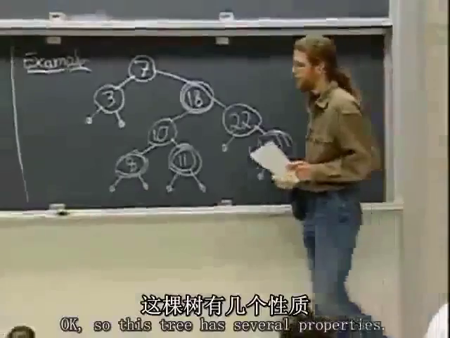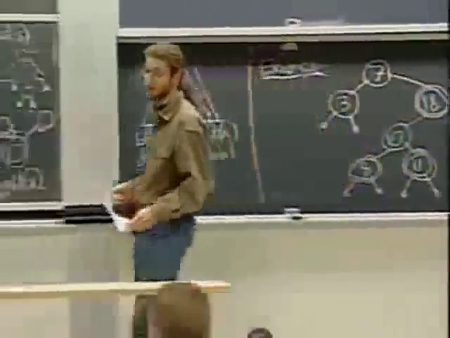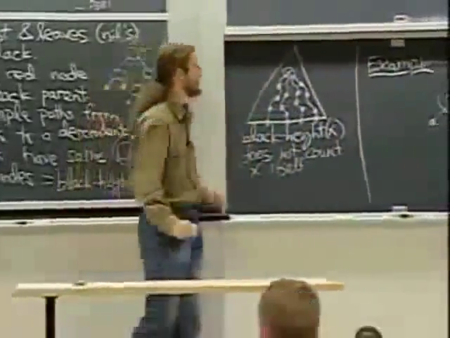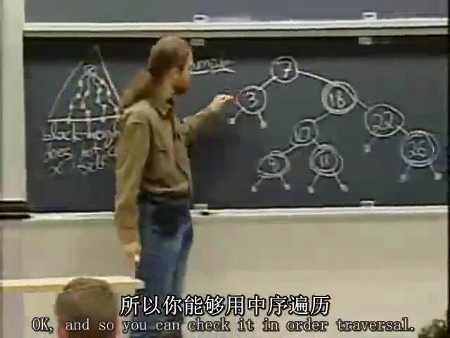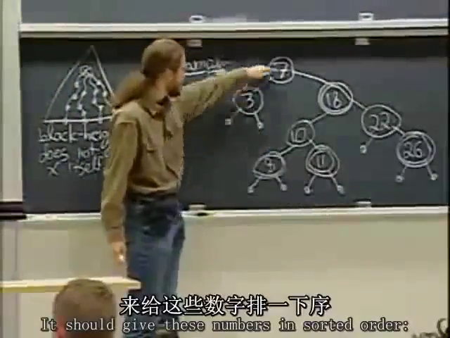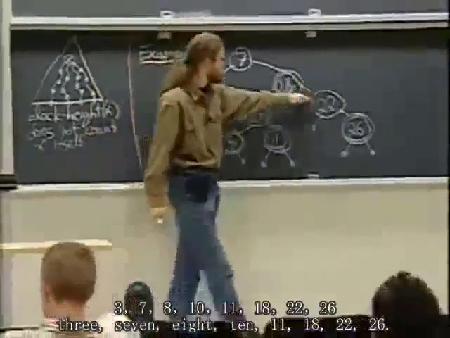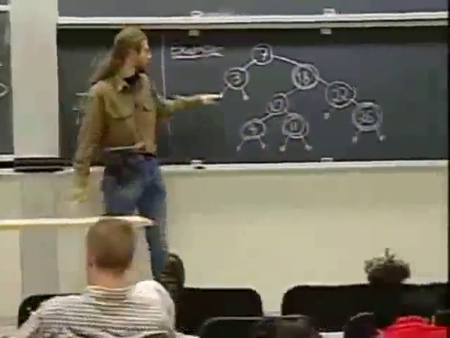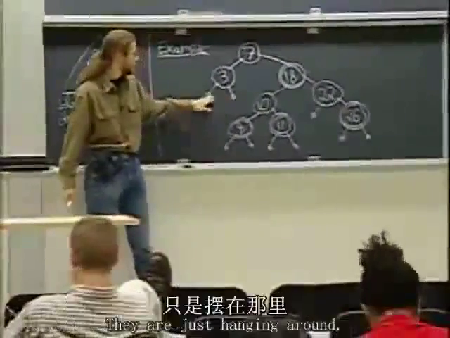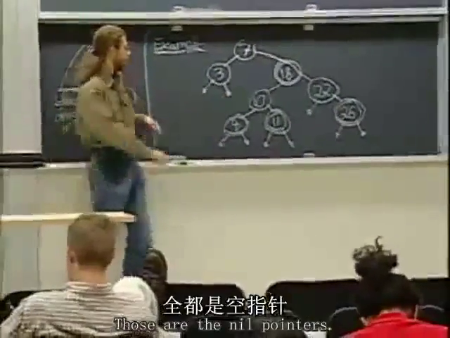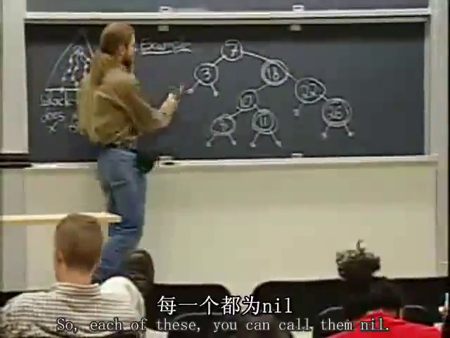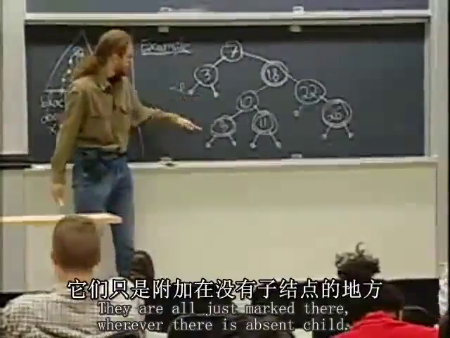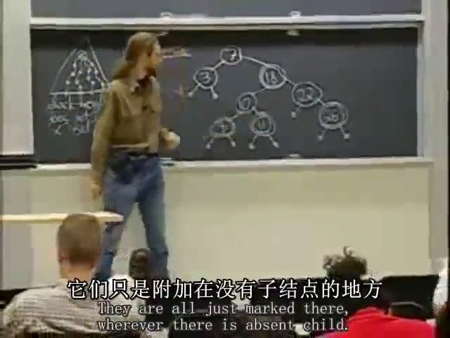Okay, so this tree has several properties. The first thing is that it's a binary search tree. Okay, so you can check an in-order traversal should give these numbers in sorted order: 3, 7, 8, 10, 11, 18, 22, 26. So it's a valid binary search tree. We've appended these leaves with no keys in them. They're just hanging around. Those are the nil pointers. So each of these you can call nil. They're all just marked there, wherever there's an absent child.